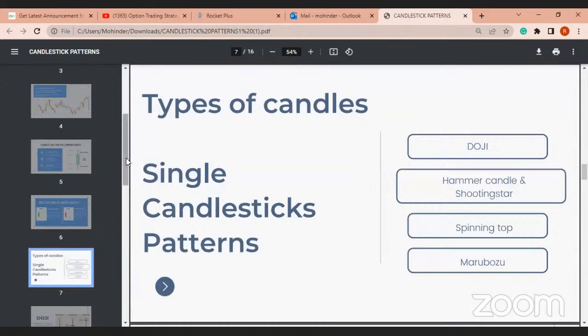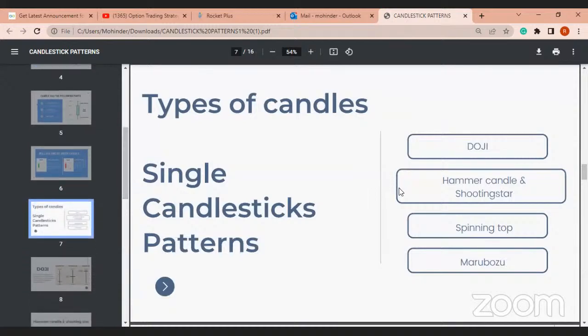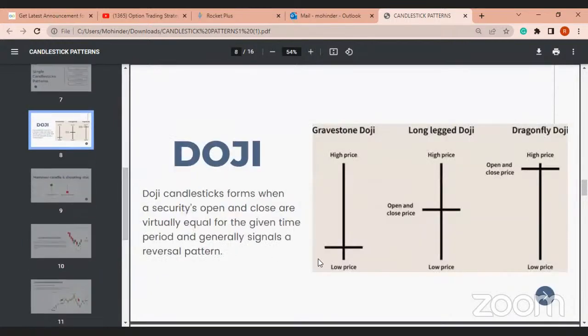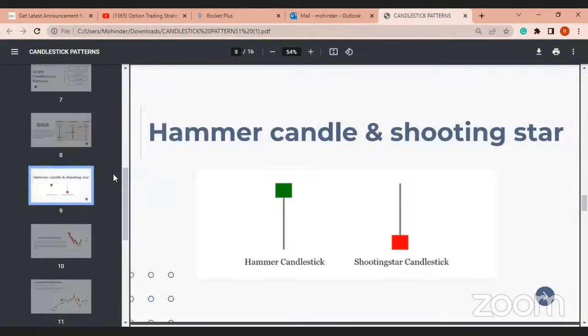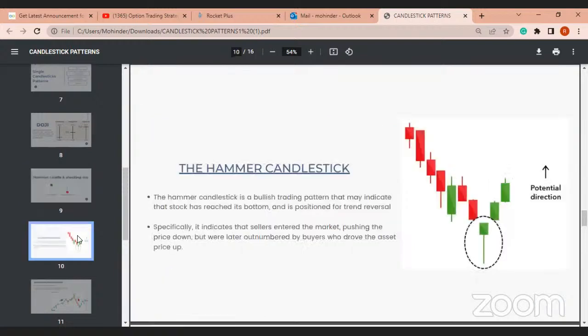Then the types of candlestick patterns that we have: Doji, hammer candle, spinning top, Marubozu. And what is Doji? Doji means indecision in the market. Then the hammer candle as well as the shooting star. If you are seeing a hammer candlestick in a downtrend, it indicates the chances for the market to go up are high. And if you're able to see a shooting star candlestick in an uptrend, it means the chances for the market to come down are more. Because for a hammer candle, the pressure from the buyers will be high, and in the case of a shooting star candlestick, the pressure of the sellers will be much higher.